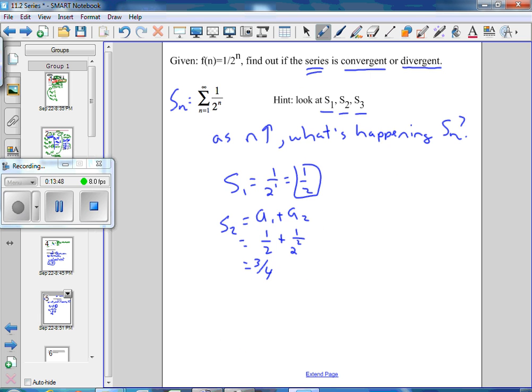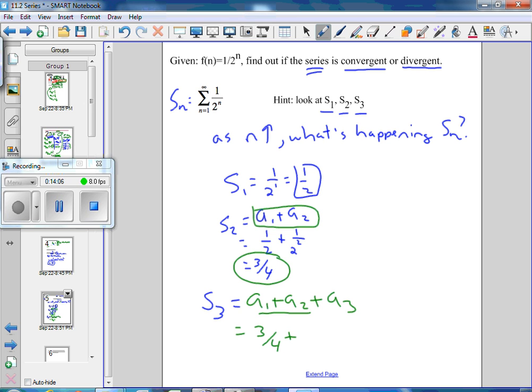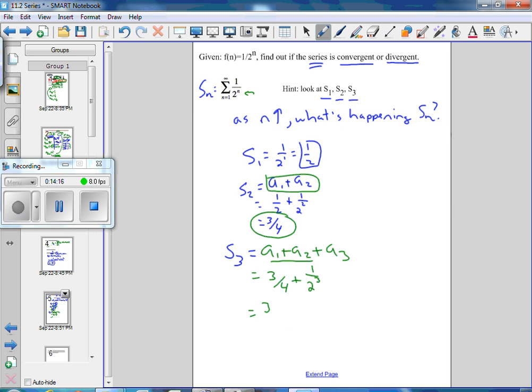And if we look at the next term, s sub 3 is going to be a sub 1 plus a sub 2 plus a sub 3. So we're going to carry this term again, because that is 3/4. So we have 3/4 plus a sub 3. Well, plugging in 3, we get 1 over 2 to the 3, which is 1 over 8. So 3/4, but I'm going to write that as 6/8, plus 1/8 equals 7/8.